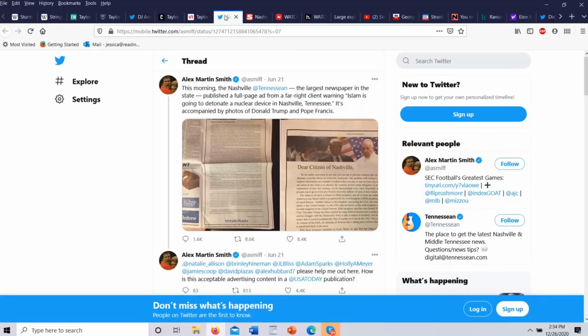But we have this article right here that came out. The largest newspaper in the state of Tennessee published a full-page ad on the far right. Client warning: Islam is going to detonate a nuclear device in Nashville, Tennessee. It's accompanied by photos of Donald Trump and Pope Francis. Dear citizen of Nashville. That was interesting.